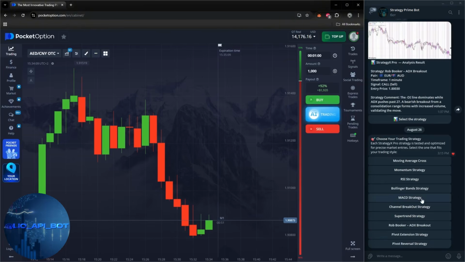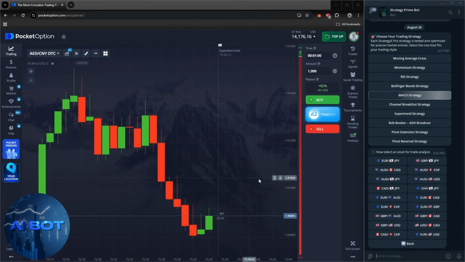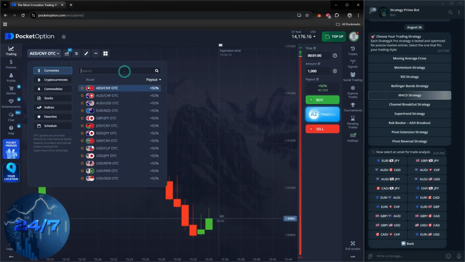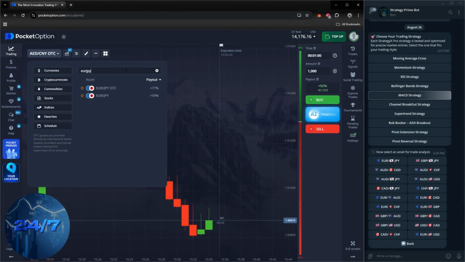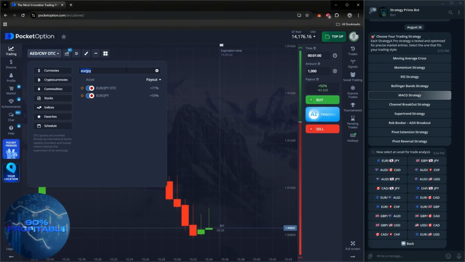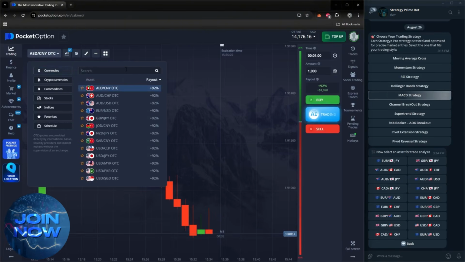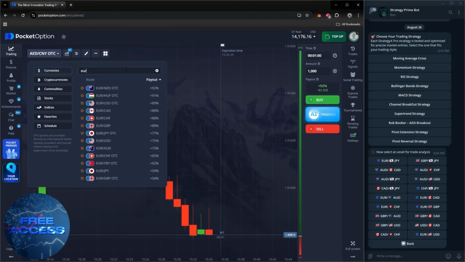Let's try the strategy on the easier side of things. MACD strategy should be good, and let's find the asset that you want to trade on now. This is the second step of trading with this robot. Just find an asset that has 80% plus payout, because you're gonna eliminate a lot of risks. Try trading on higher payout assets.